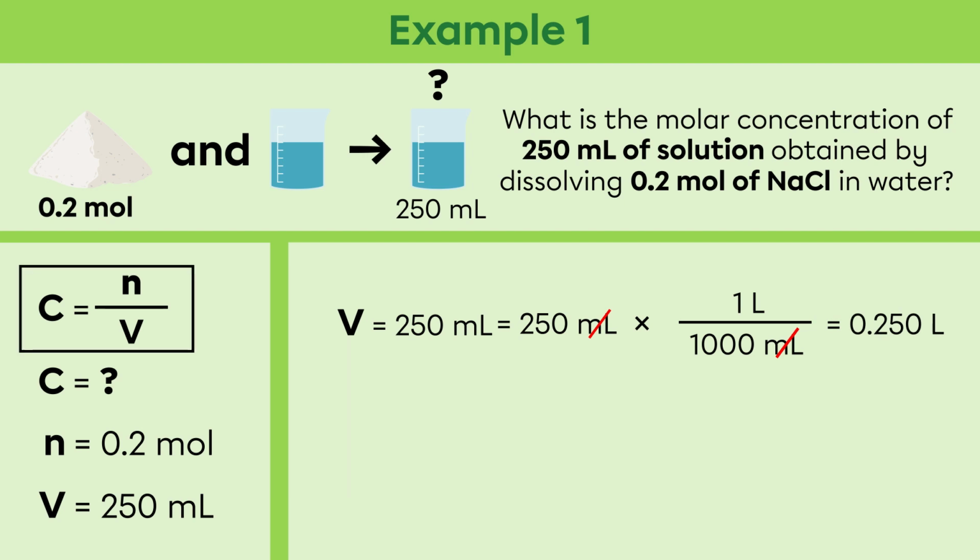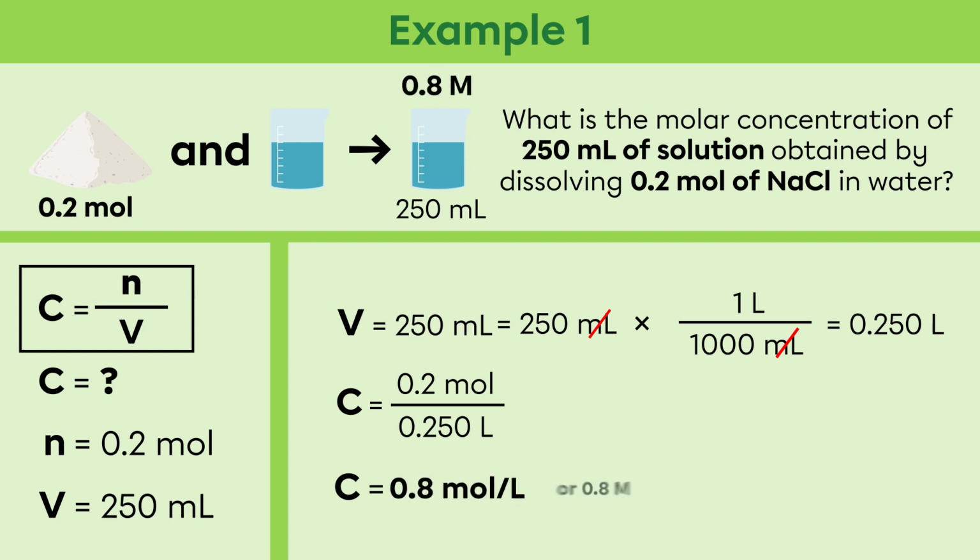Next, we can replace the variables in the formula with the given values and calculate the answer. C is equal to 0.2 moles divided by 0.250 liters. The molar concentration is equal to 0.8 moles per liter, or 0.8 molar.